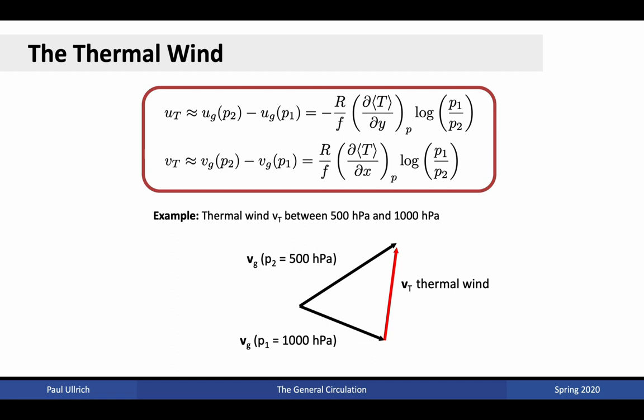This gives us the final form for our thermal wind vector components, and so we can compute the components of the thermal wind using these quantities. Here's an example below. Here we have a geostrophic wind vector at 500 hectopascals, that is an upper level, and a geostrophic wind vector at 1,000 hectopascals, that is a lower level. Given these two vectors, we can compute the thermal wind as the difference between these two vectors. That is, the vector geostrophic wind at the upper level minus the vector geostrophic wind at the lower level. Doing so yields the red vector, which is the thermal wind between these two layers.